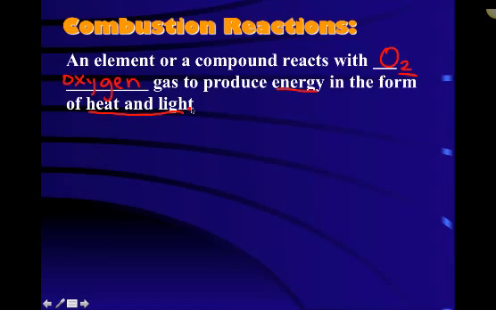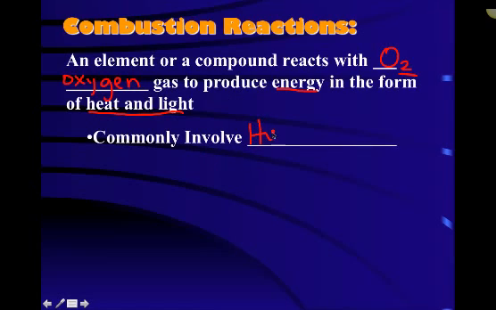So we can have a redox reaction with oxygen that makes iron turn into rust, but since it doesn't actually catch on fire, it's not called a combustion reaction. So they commonly involve what we call hydrocarbons. Guess what two elements are in a hydrocarbon? You got it, hydrogen and carbon make up hydrocarbons.